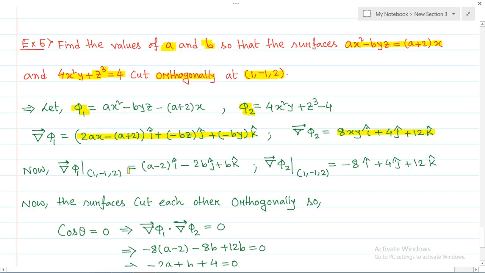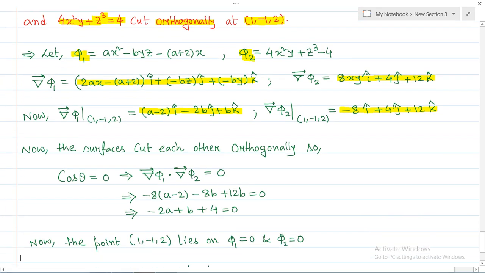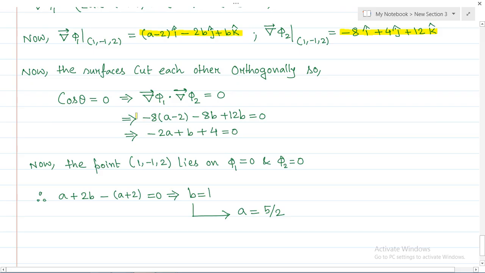After substituting, grad phi 1 gives us (a minus 2) i cap minus 2b j cap plus b k cap, while grad phi 2 gives us minus 8 i cap plus 4 j cap plus 12 k cap. Since these two surfaces cut each other orthogonally, cos theta is going to be 0. The formula for cos theta is grad phi 1 dot grad phi 2 divided by the product of their magnitudes, equals 0. If we cross multiply, the product of the magnitudes is multiplied with 0, so on the left hand side only grad phi 1 dot grad phi 2 remains, and this equals 0.